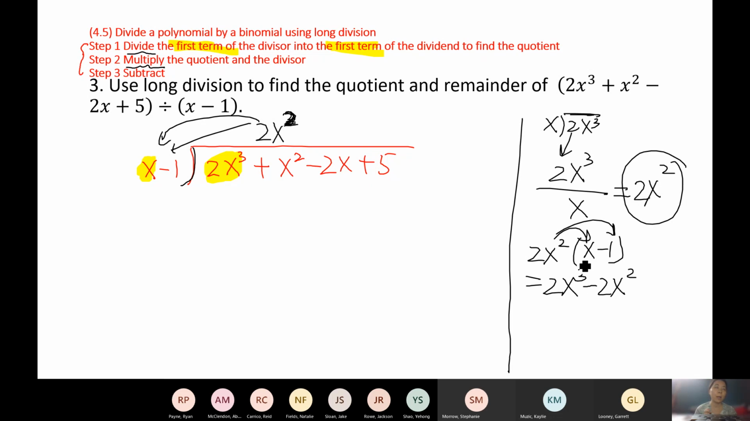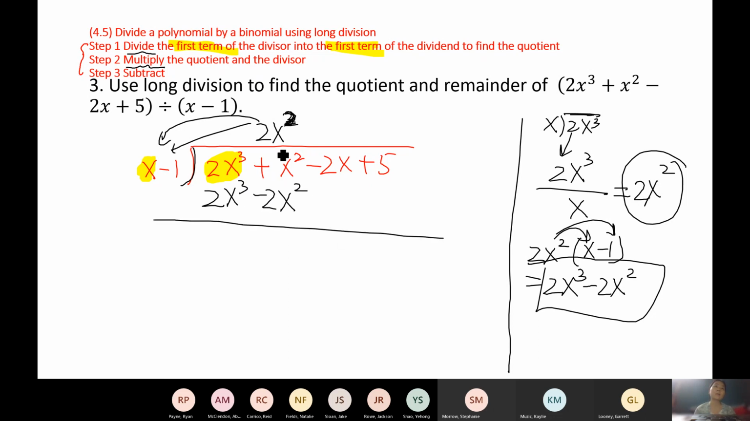So again, if you wonder why we're doing this, how can we just do it this way? It's very similar. It's imitating the process of long division of numbers. So again, watch the class video. I have an example of numbers to show you why every step is like this. Okay, so now we line up whatever we got from step 2, 2x cubed minus 2x squared.